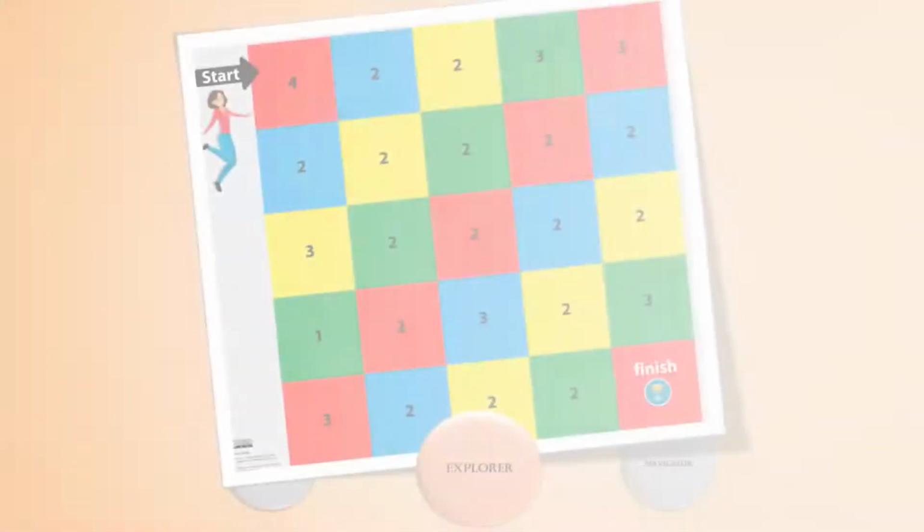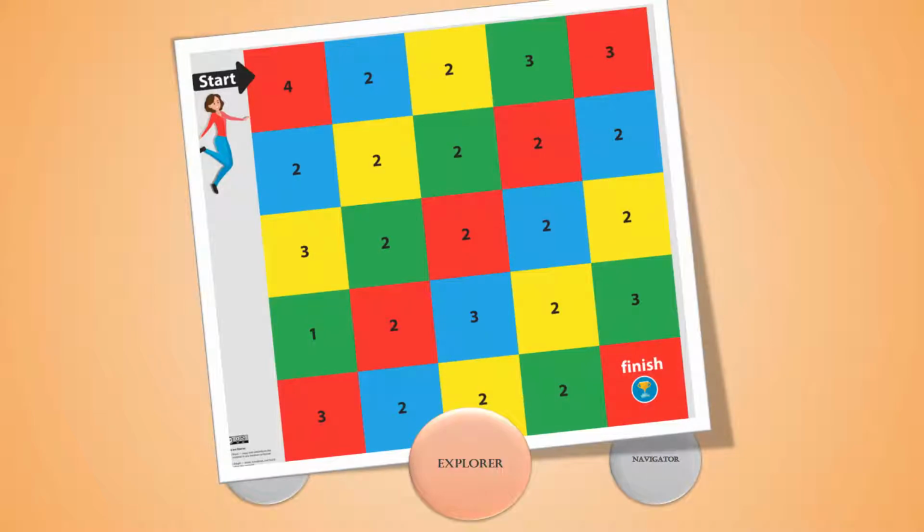In the Explorer level, the participants move through the maze by jumping a certain number of squares, as indicated by the number on the square they land on. They can move vertically or horizontally, but not diagonally. They start at the upper left square at the red 4. In order to get out, they must land directly on the finish square.